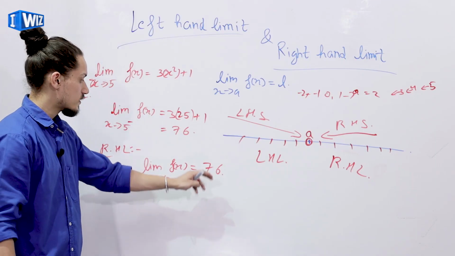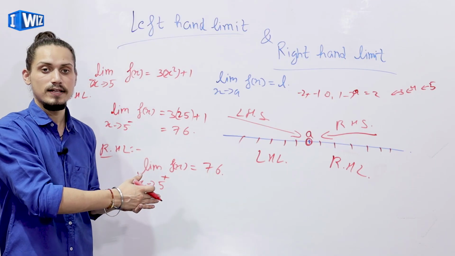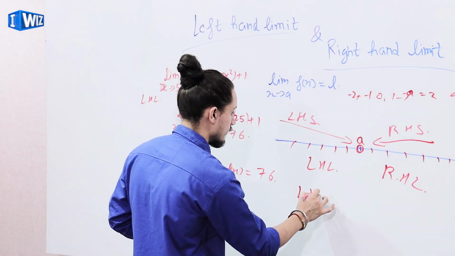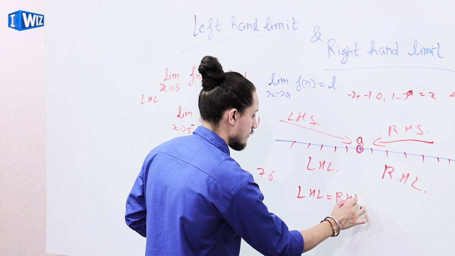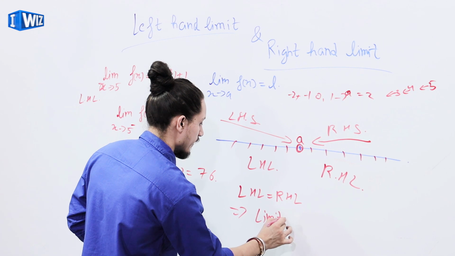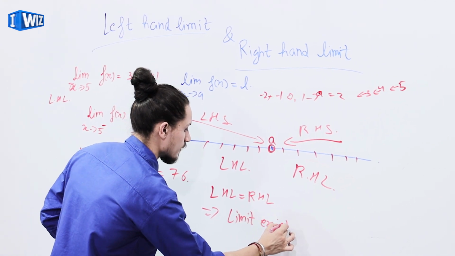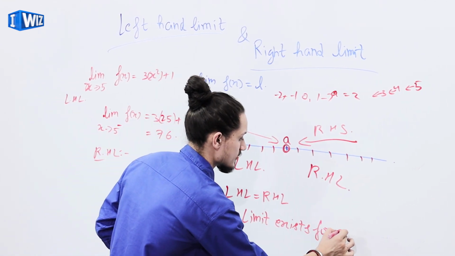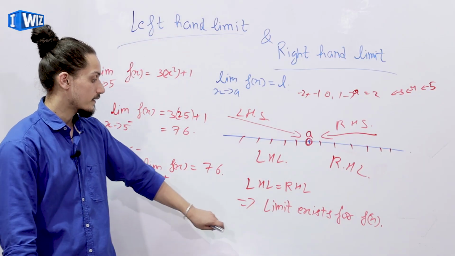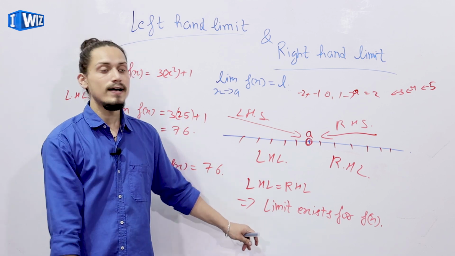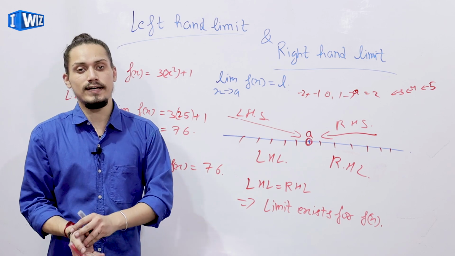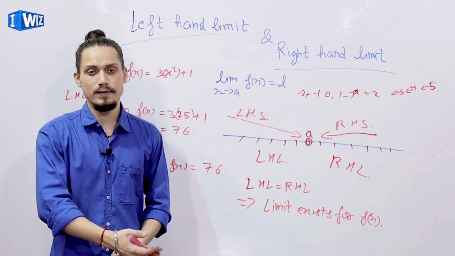So अगर किसी function के case में हमने left hand side की limit भी निकाली, right hand side की limit भी निकाली, and if left hand limit is equal to right hand limit, this will imply that limit exists for that said function. तो अगर आपको किसी question में बोला हो find if limit exists for this function, आपको left hand limit भी निकालनी पड़ेगी और right hand limit भी, और अगर एक दूसरे के equal होते हैं then we say that the limit exists, otherwise limit does not exist.